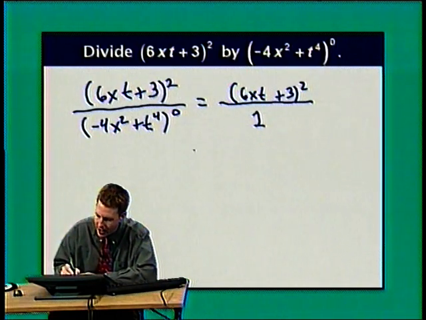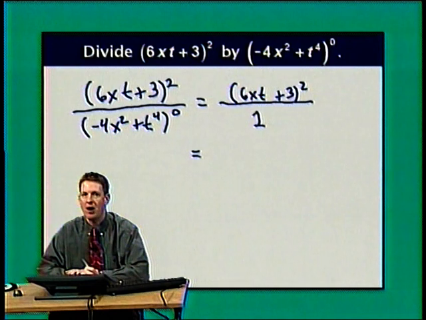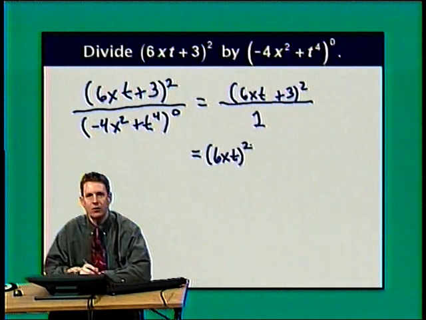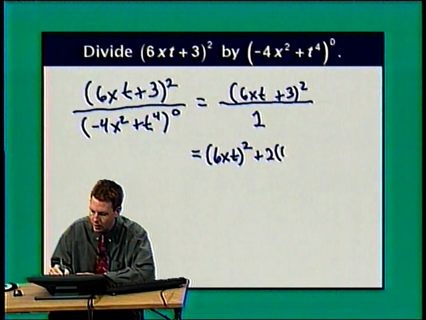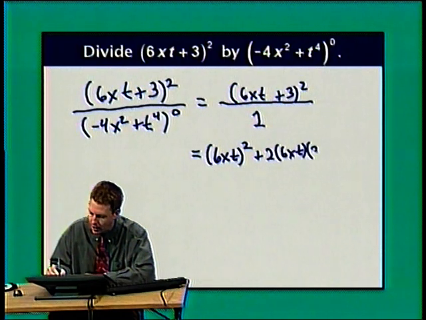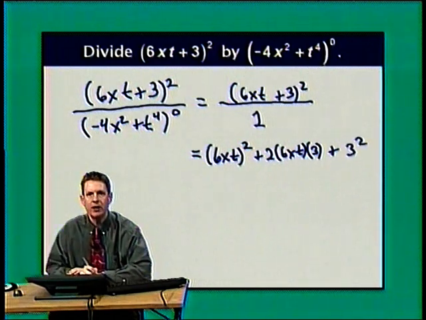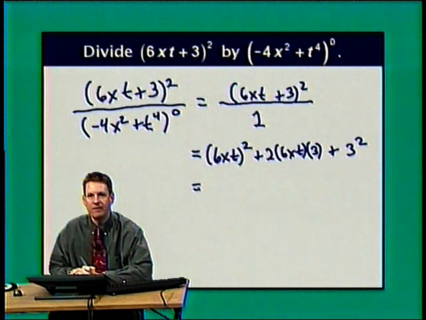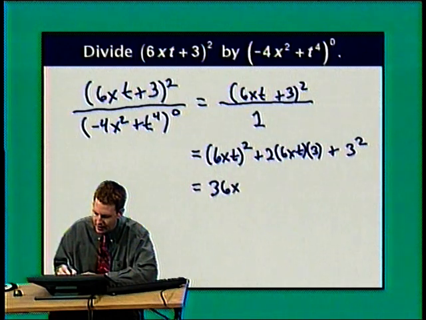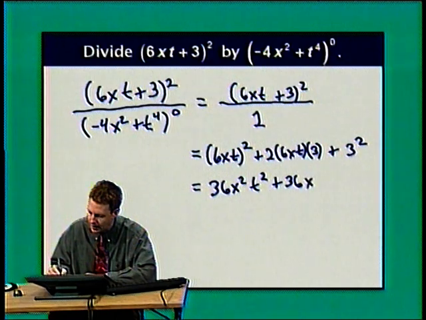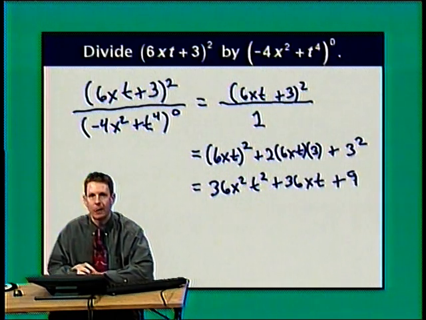I'm going to go ahead and use my special products. My special product says that a binomial sum squared is a squared plus 2 times a times b plus b squared. So that's going to be 6xt quantity squared plus 2 times a times b plus b squared, which is 3 squared. Applying my rules of exponents to all three of my monomial terms now, I have 36 x squared t squared plus 36 xt plus 9.